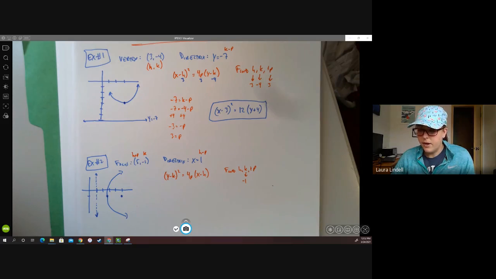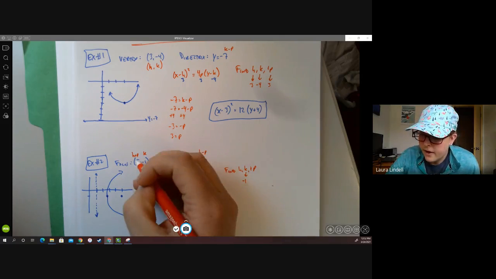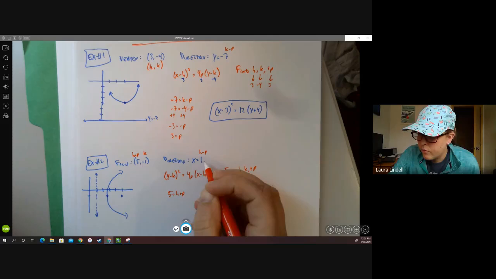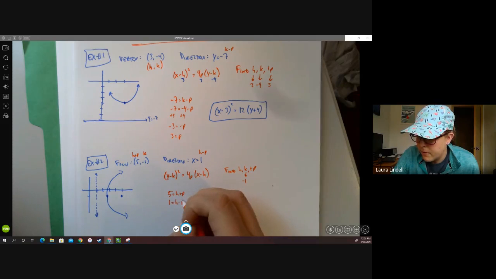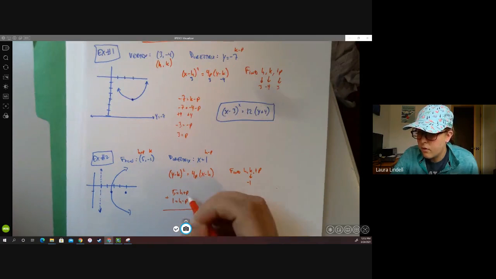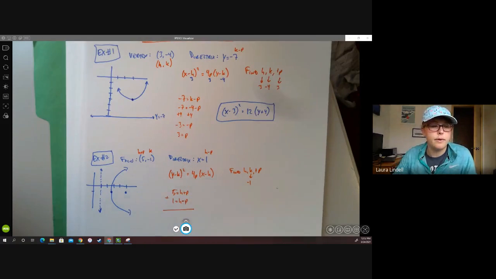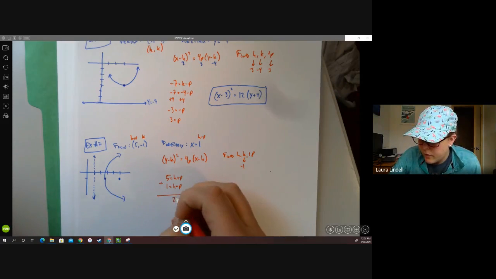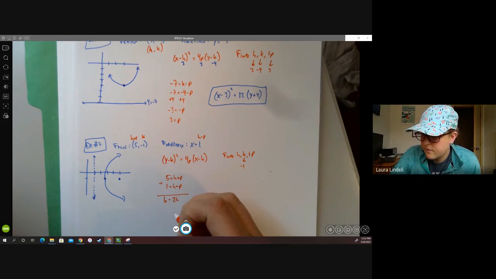So now we have to set up our equation and solve for h and p. We're going to have two equations, two unknowns. 5 equals h plus p, and 1 equals h minus p. And then we can do the same thing where we add the equations, kind of like we did in one of our homework problems from yesterday. The p's go away. We get 2h equals 6. So that means that 3 is h.